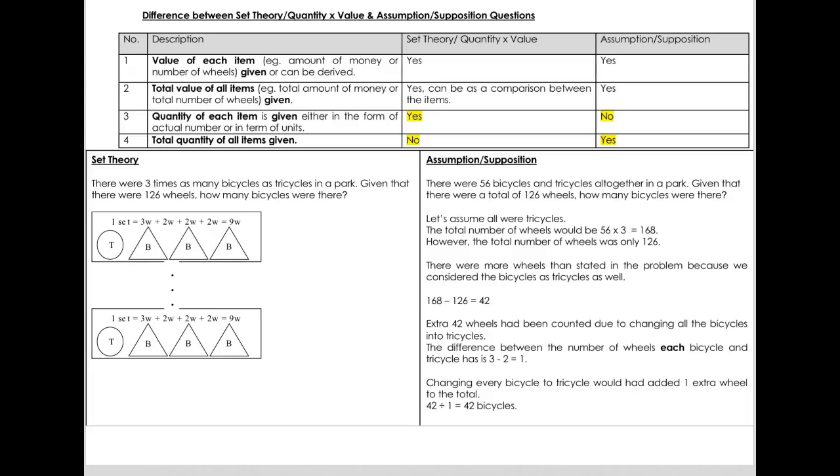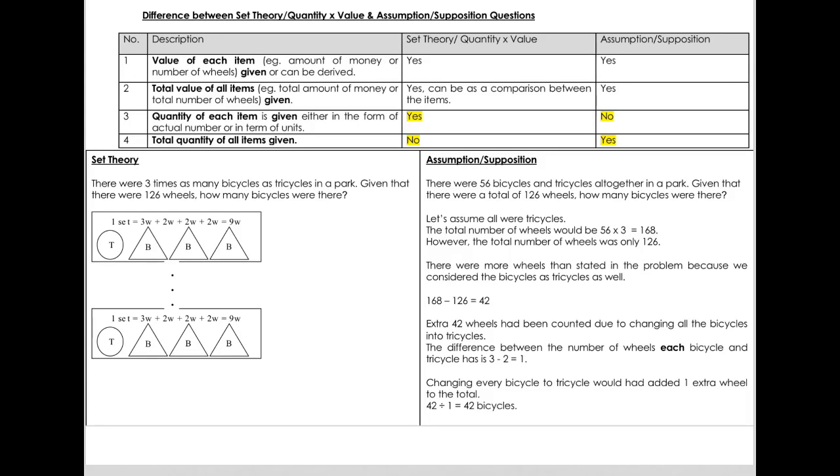Let's read the question on the left first, which is a set theory question. There were 3 times as many bicycles as tricycles in a park. Given that there were 126 wheels, how many bicycles were there? Then read the assumption question on the right. There were 56 bicycles and tricycles altogether in a park. Given that there were a total of 126 wheels, how many bicycles were there?